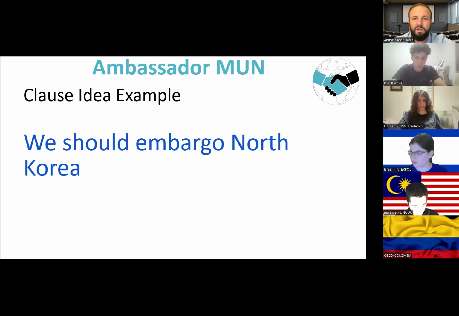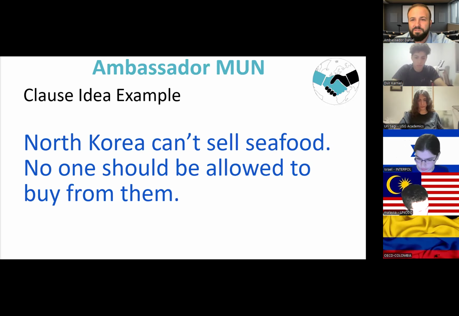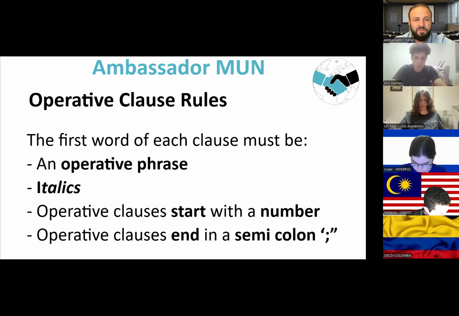So we started with, we should embargo, because they're developing nuclear weapons and developing ballistic missiles. Now we're saying they can't sell seafood, and no one should be allowed to buy from them. Okay, this still is human speak. We still understand this. Operative clause rules. Bhutan World Health Organization, can you read us the operative clause rules?